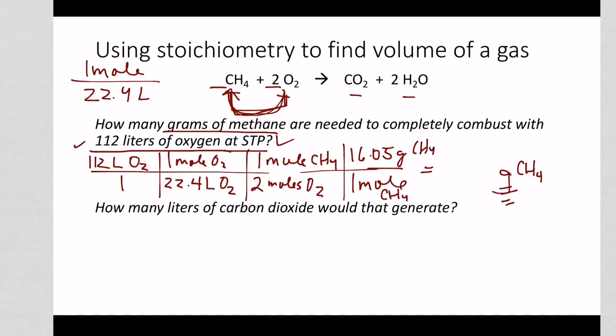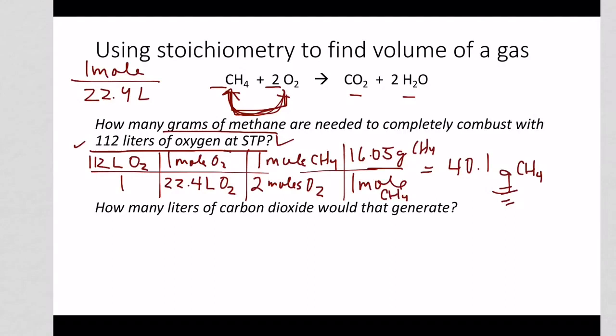And so when you run through this, you are going to put in 112, and then you're going to divide it by 22.4. Then you are going to divide it by 2 and multiply by 16.05, and you should get something like 40.1 grams of methane. That's how much methane you're going to need in order to combust 112 liters of oxygen. Okay, so that's how we use liters.